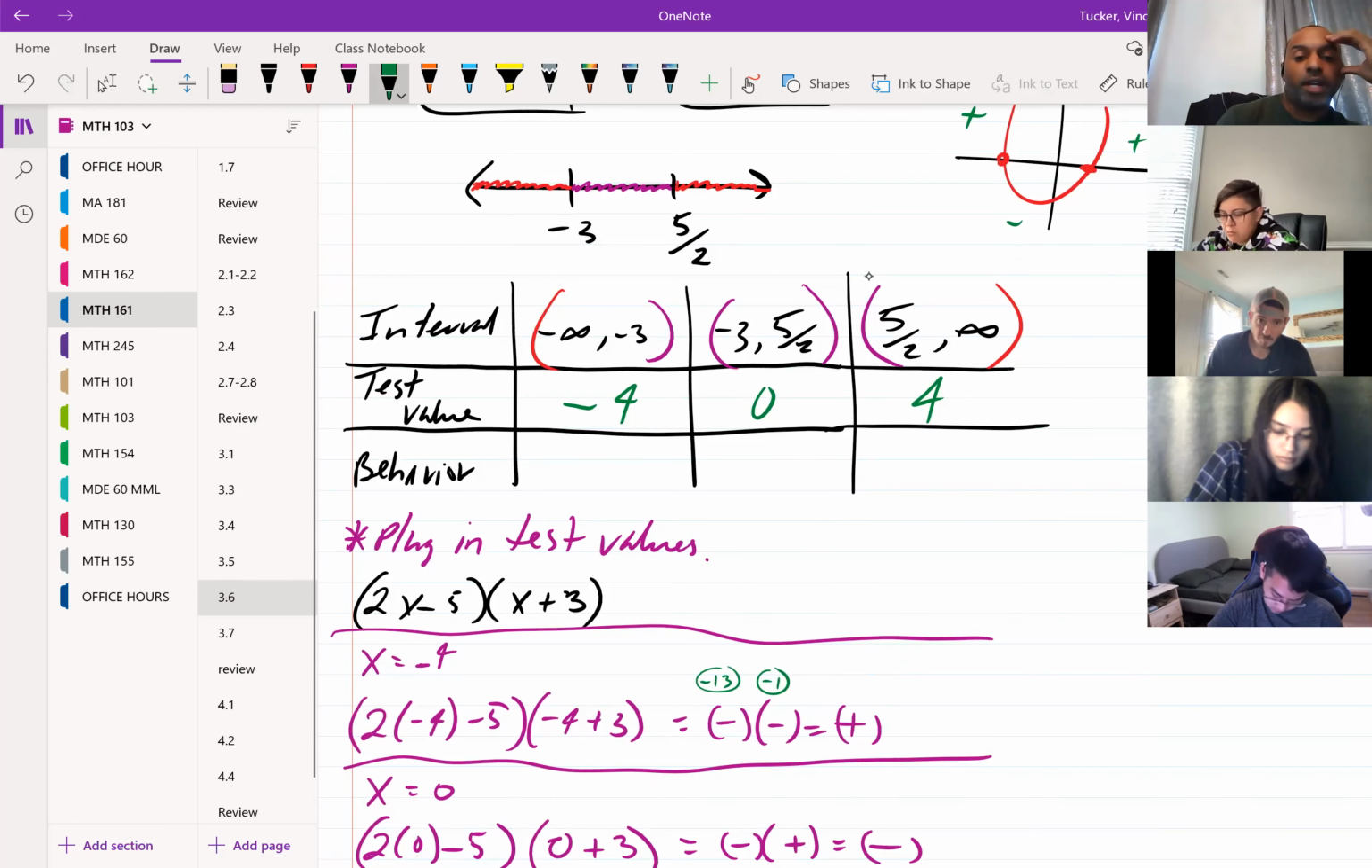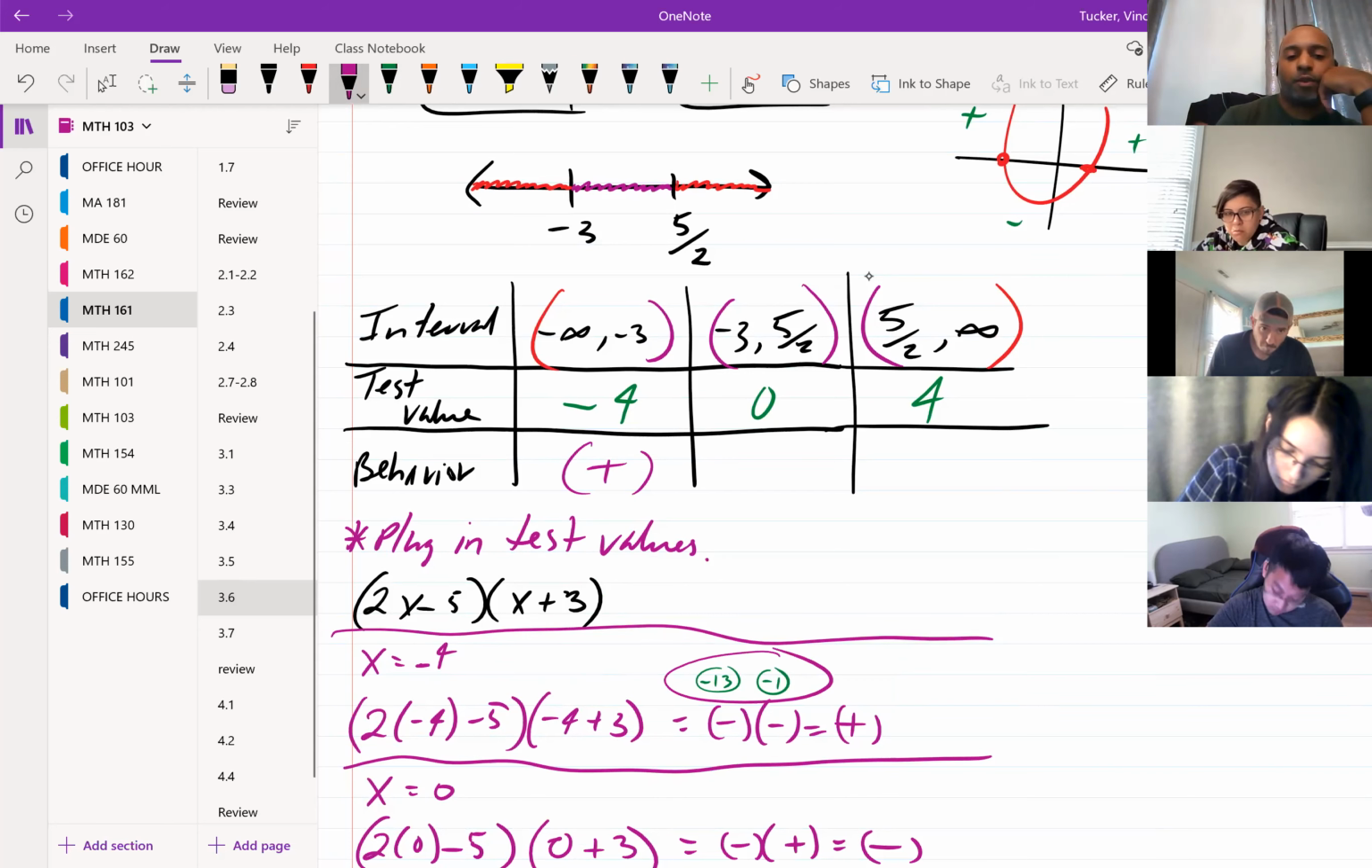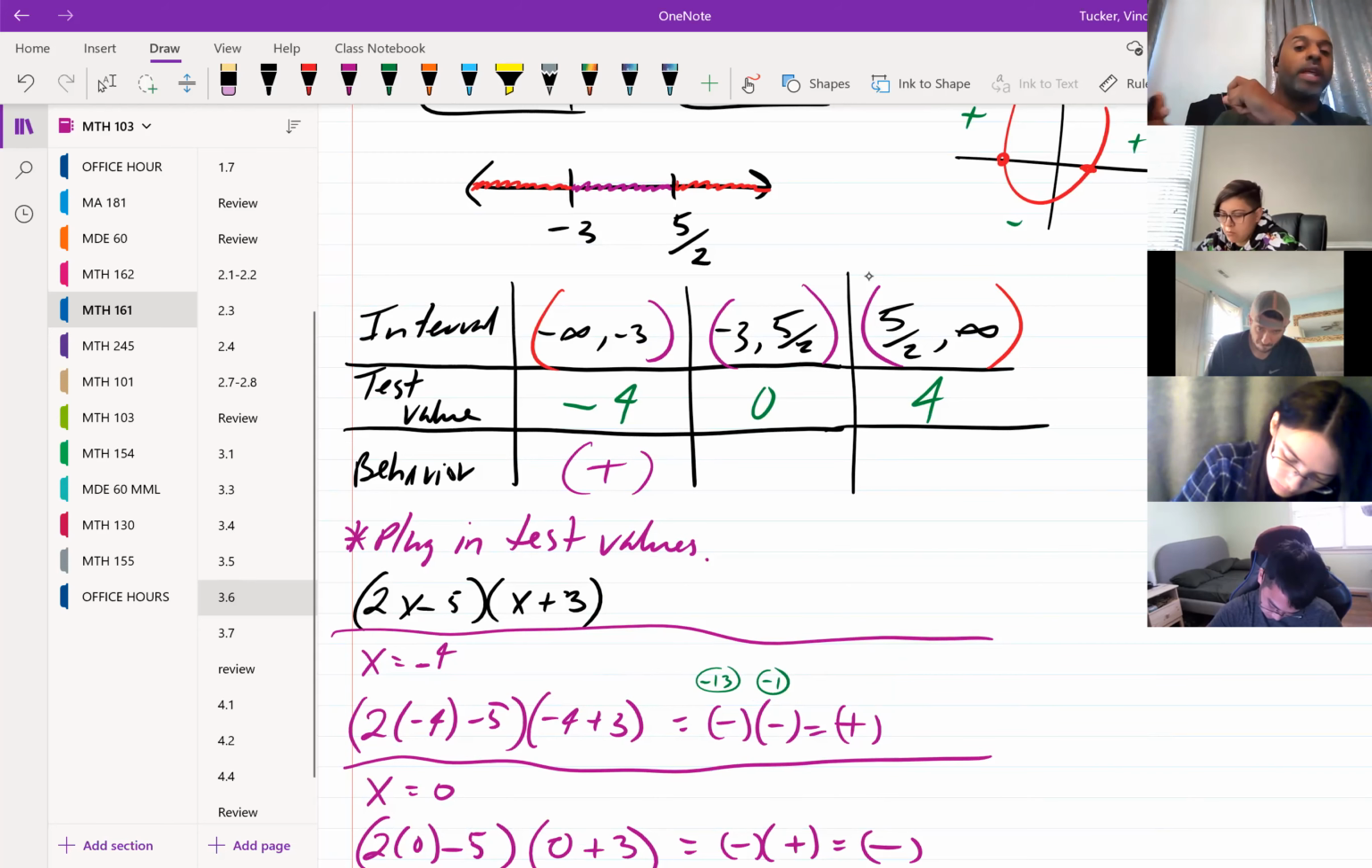So when I plug in -4, this parentheses gives me a negative result. This parentheses gives me a negative result. Negative times negative is positive. So that's what I'm looking to have right here. Anything in that interval will produce a positive number. And somebody asked about it earlier. That first parentheses gives you -13. Second parentheses gives you -1. Multiply those together, you get +13. The fact that it's +13 is cool. I just need to know that it's positive.